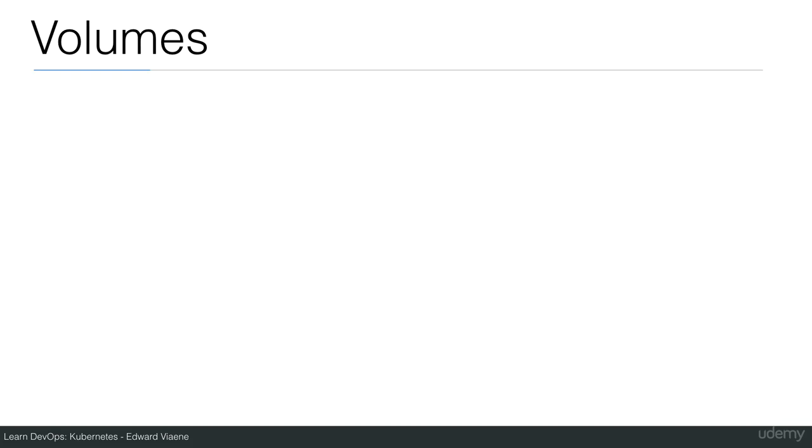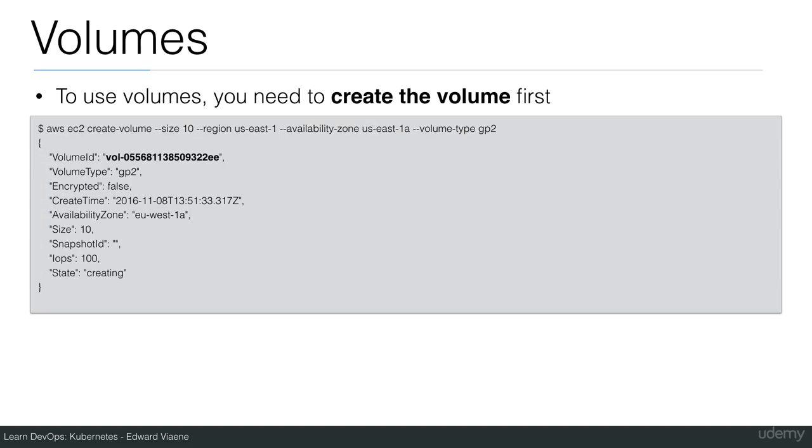So let's have a look at the definitions that we need to use to create volumes. To use volumes, you need to create a volume first. In the next lecture, I'll show you how we can do this automatically, but now we are going to do this manually. So here I'm using the AWS tool to create a volume in US East 1 that is 10 GB in size. I'm also specifying the availability zone, which is US East 1A. And you need to note down this volume ID because this is what we are going to need later on.